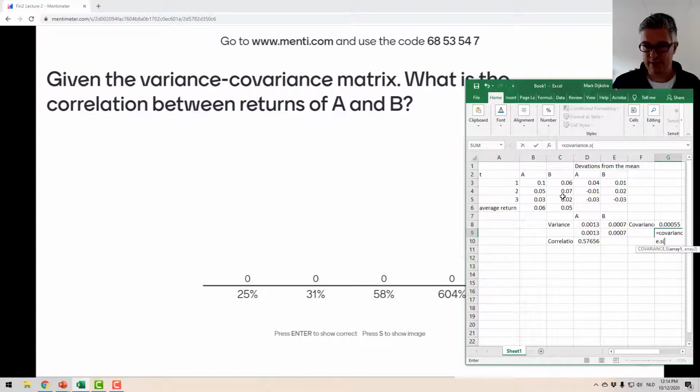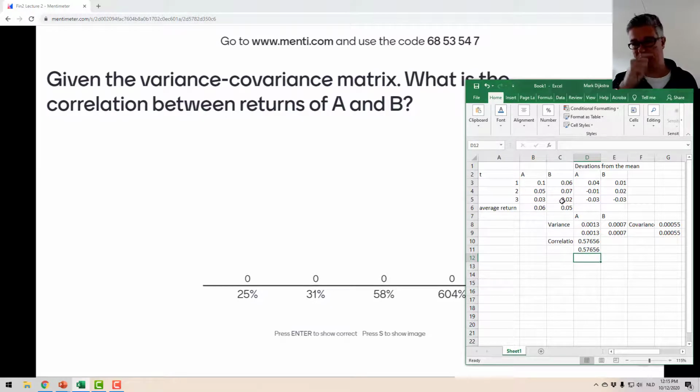Covariance.S, and there it asks us for 2 arrays. So yeah, let's use these 2 arrays. And indeed it also shows us the correct covariance there. And then let's also do the correlation between these 2, and that should also give us exactly 58%. So you can use some shortcuts in Excel.